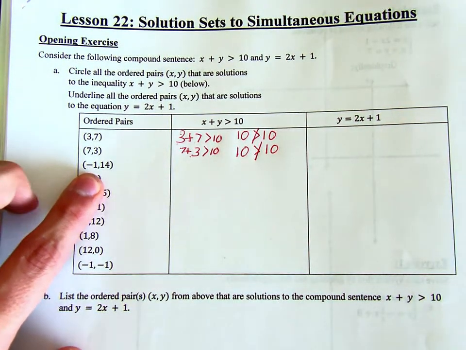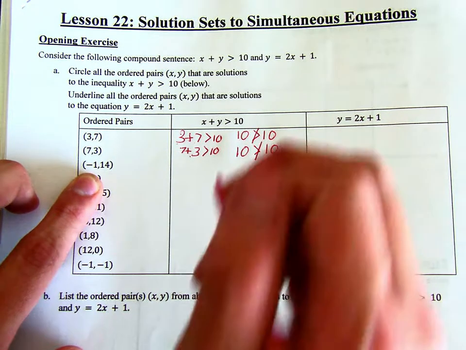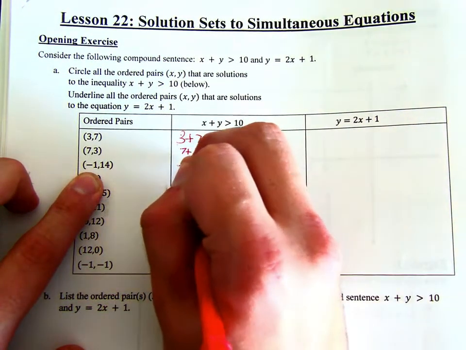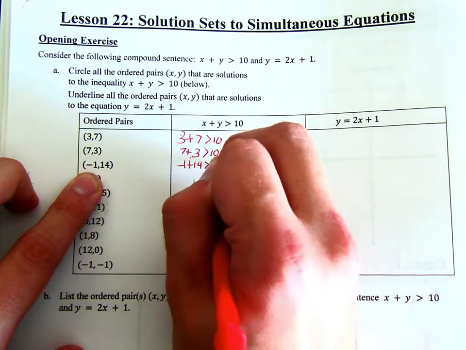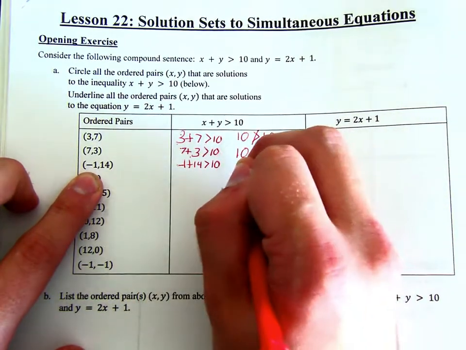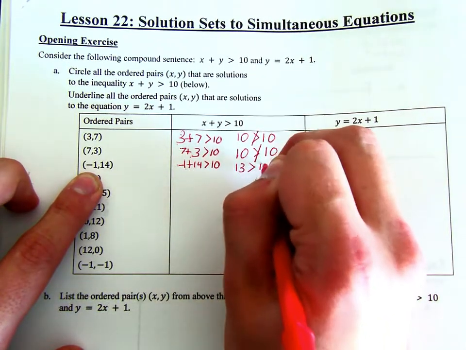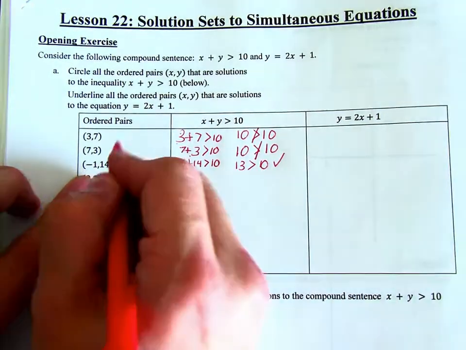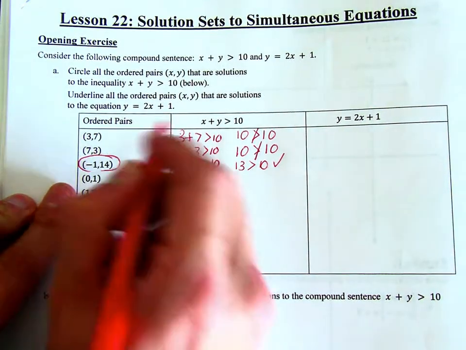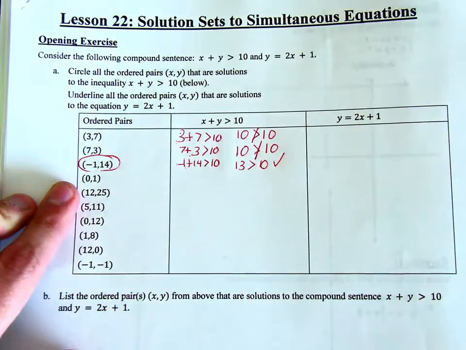Then I have negative 1, 14, so x is negative 1, y is 14. So I'll have negative 1 plus 14 is greater than 10. Negative 1 plus 14 is 13. So I get 13 is bigger than 10, and that's true. So this is a solution to this inequality, x plus y is greater than 10.